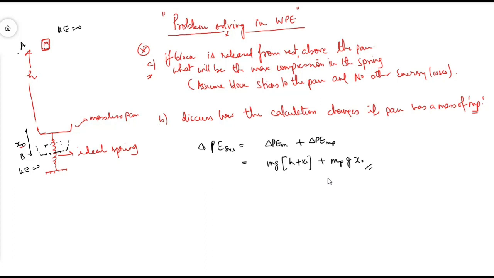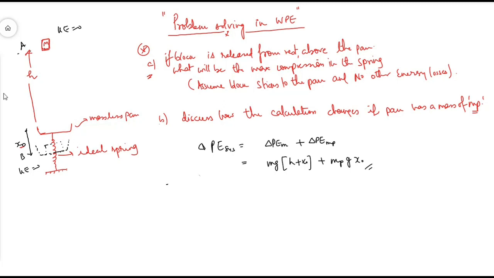If I ask you what is the change in spring potential energy, what are you going to tell me? Is it going to be half k x naught square minus 0, where x naught is the final compression? That's incorrect. Okay, why? Let's see why.